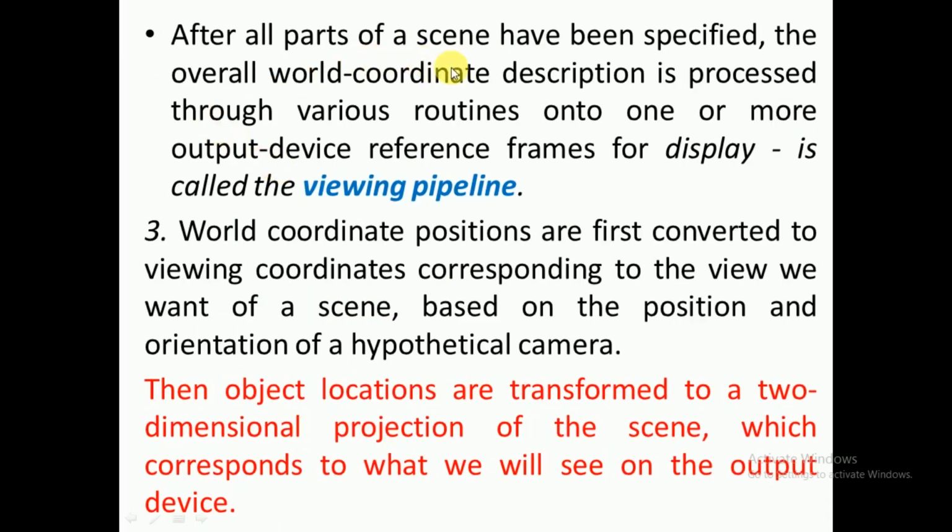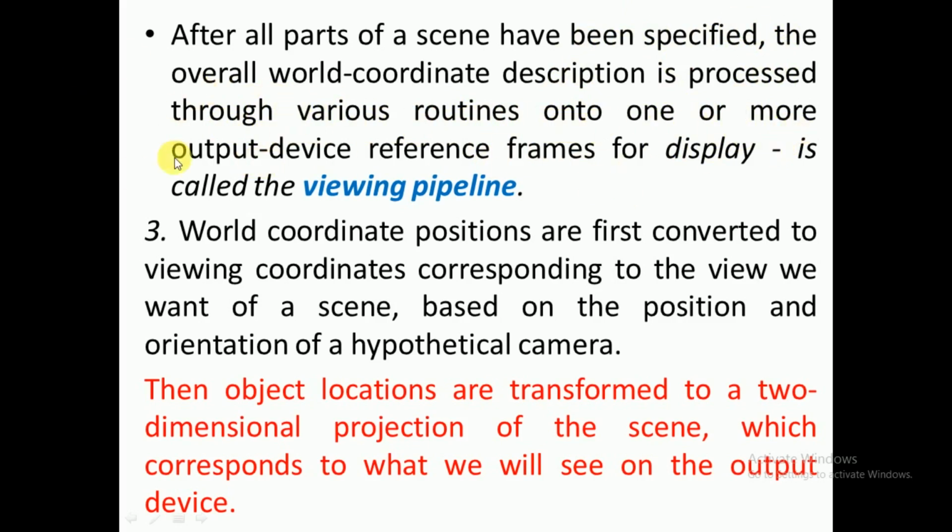After all parts of a scene have been specified, the overall world coordinate description is processed. This world coordinate description has to be processed through various routines. Now this local coordinate to world coordinate conversion you have done will be given as input to your graphics package. The graphics package takes this as input, then processes it through various routines. There are various routines available within the graphics package. These will be processed through various routines onto one or more output device reference frames.